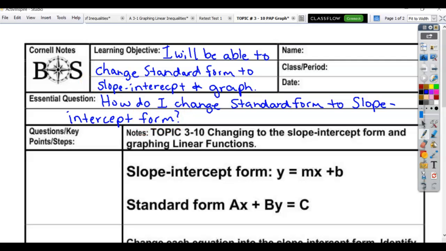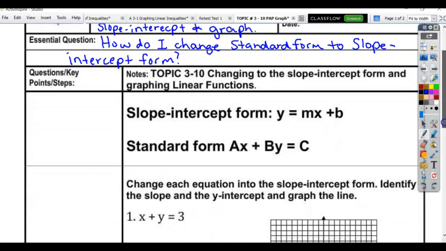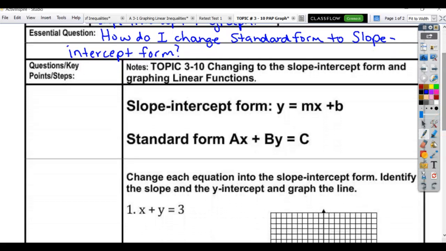Okay, so let's take a look at the differences between the two forms. This is your slope-intercept form. Here is your standard form. Notice your x and your y are on the same side. Over here, your y is on the left side, everything else is on the right side. So we're going to need to get this x moved over to the other side. There are two steps that you need to do.